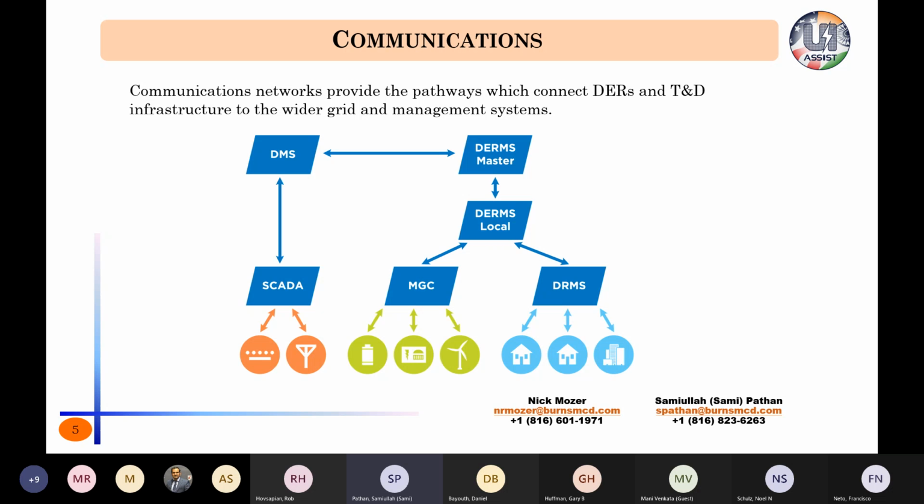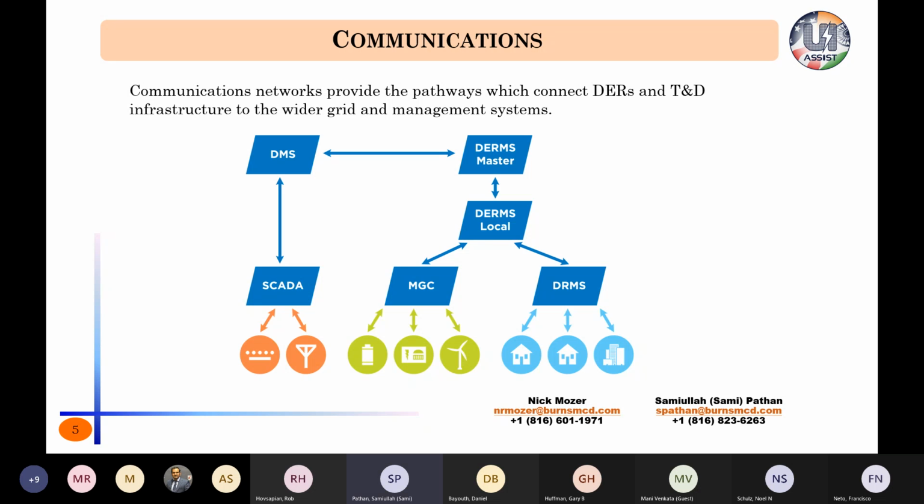So the DMS there could typically reside at the utility head end somewhere in the data center or something like that. Devices like battery banks, generators, renewables in the green there at the bottom, these are devices that can typically communicate with a microgrid controller. So if you have a huge set of batteries, an entire site dedicated to renewable, a wind farm or something like that, there will be a microgrid controller there that'll talk to potentially a local distributed energy resource management system, DERMS, and then up to a DERMS master, or potentially just go straight to a DERMS master to the DMS. Like I said, these networks are pretty flexible.